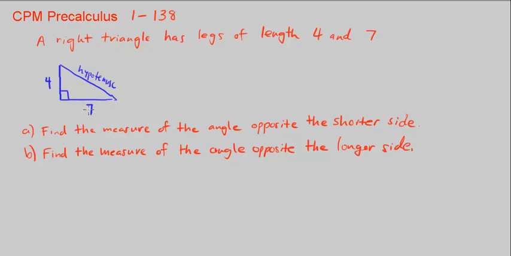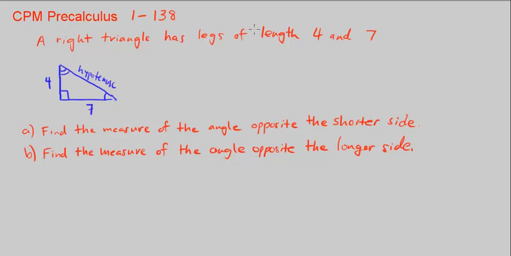Okay. Find the measure of the angle opposite the shorter side. So here's the shorter side, here is 4. The angle opposite to it is over here, right? And B is find the measure of the angle opposite the longer side. So here's the longer side, 7, and the angle opposite is up here.